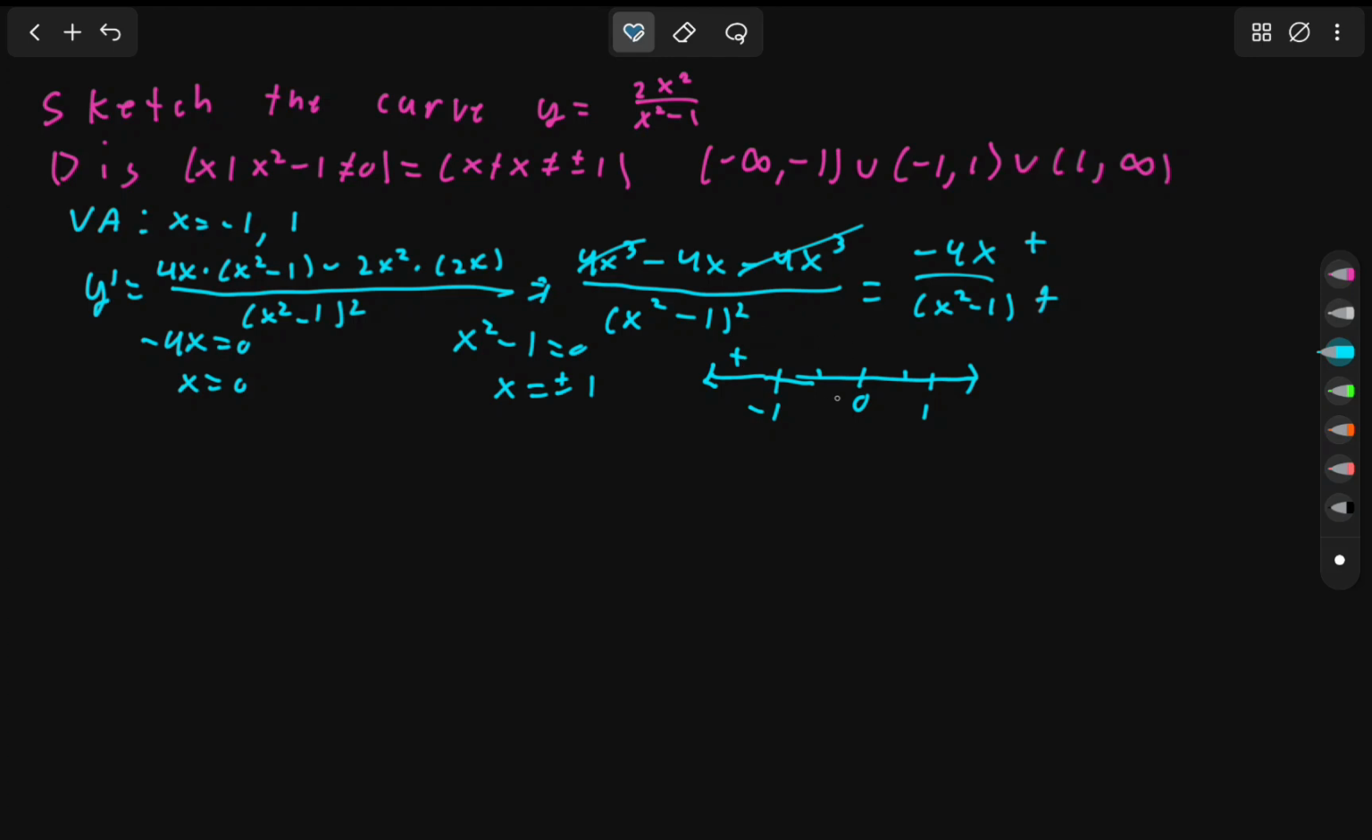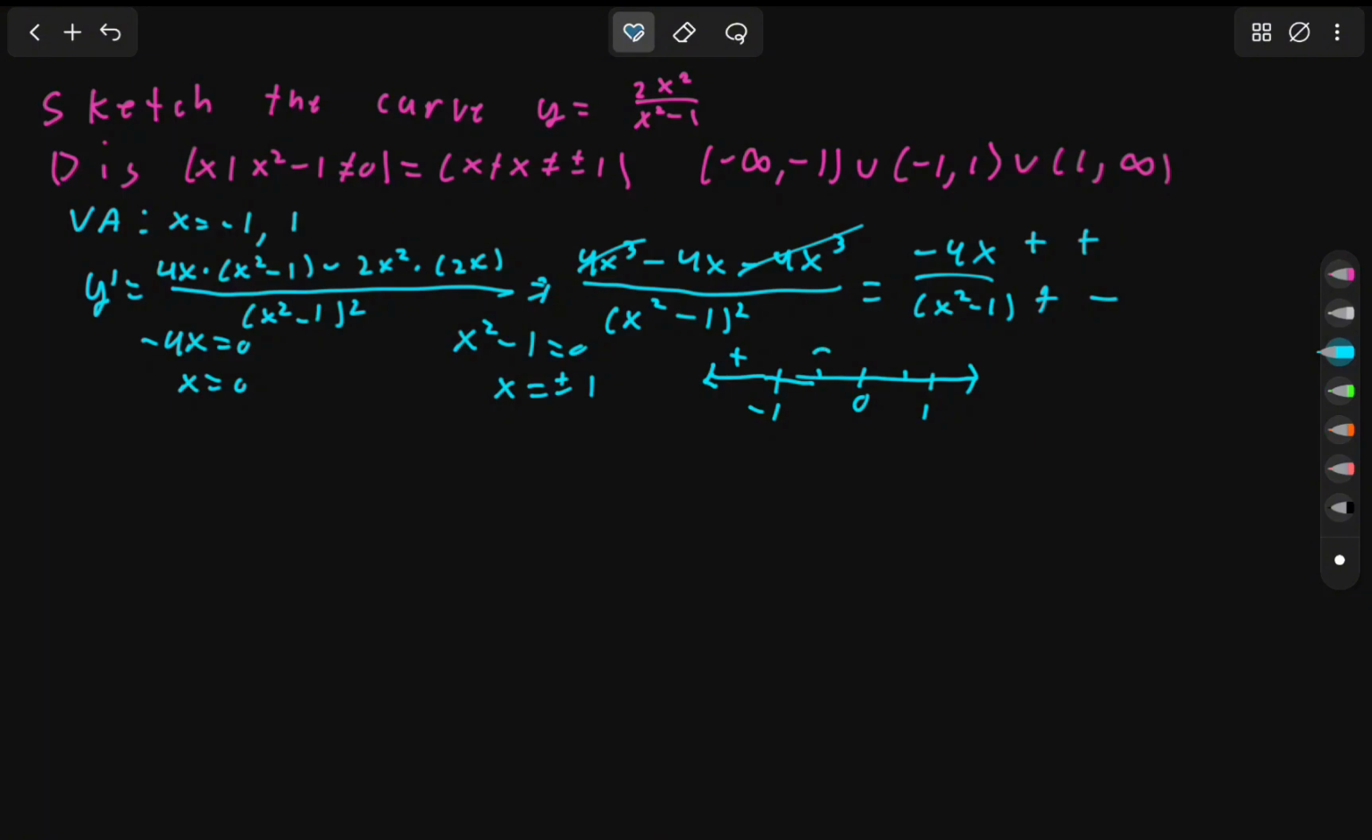Then for -1 to 0, we're going to plug in a value, let's say -1/2. The numerator is going to be positive still, but the new denominator is now going to be negative, since we're squaring 1/2, which becomes 1/4, and that's going to be -1.